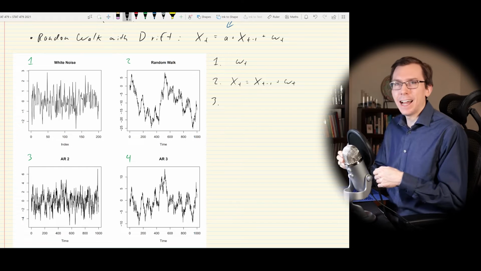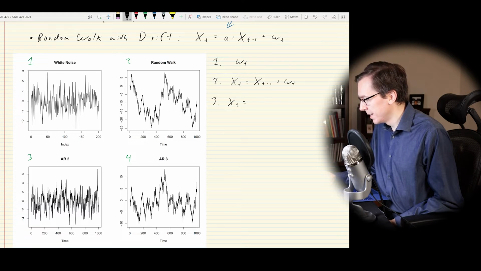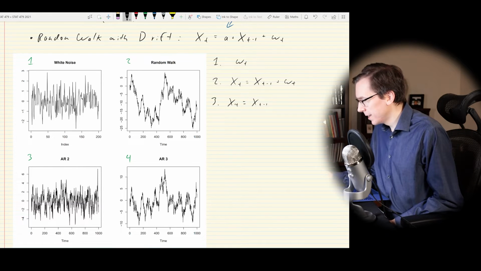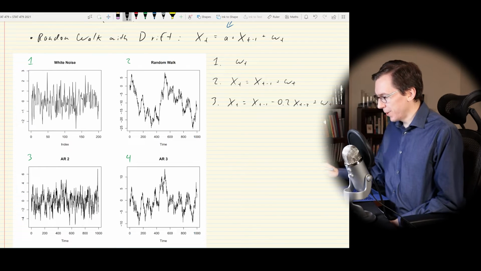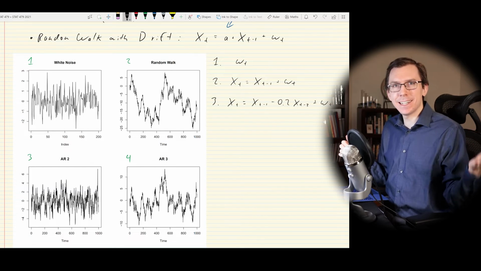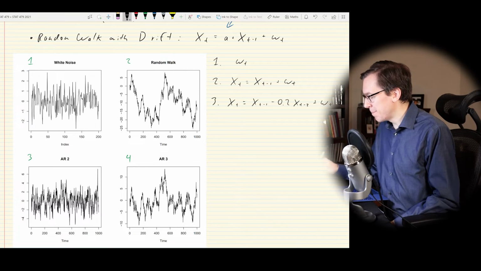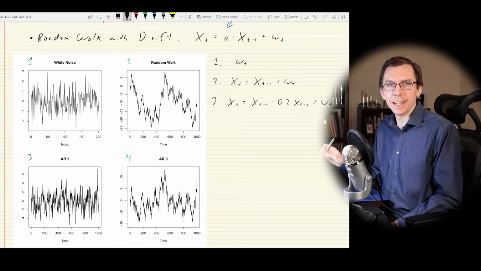For graph 3, I have an AR(2) process. So the process that I used to generate this is going to look like, let's see, what did I do? I used the random walk, and then I subtracted 0.2 x_{t-2}, and then added on the white noise process. So in this case, there's actually a random walk, but there's also some other second order piece in there that's coming from 2 time points ago, dampened a little bit by a coefficient of minus 0.2.